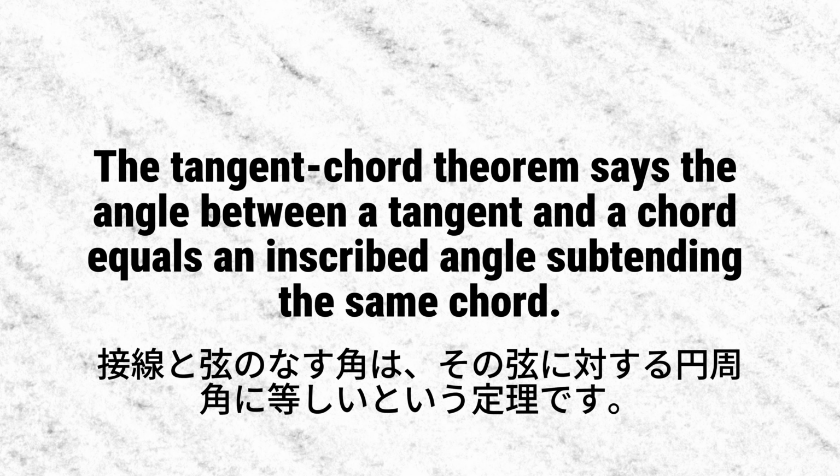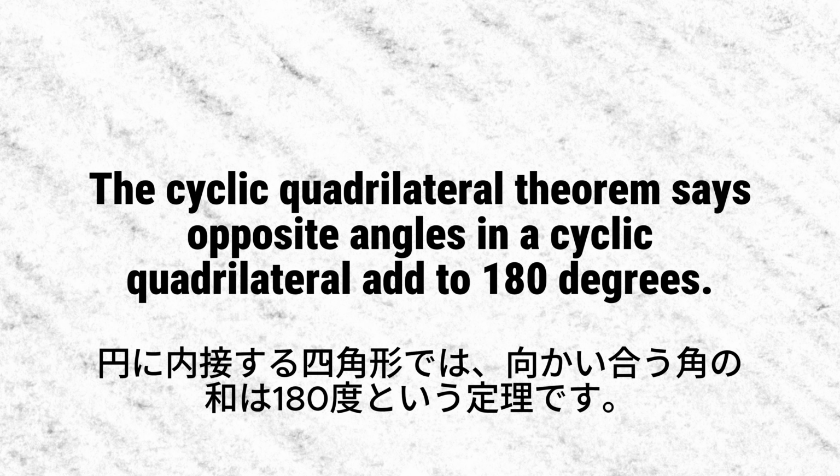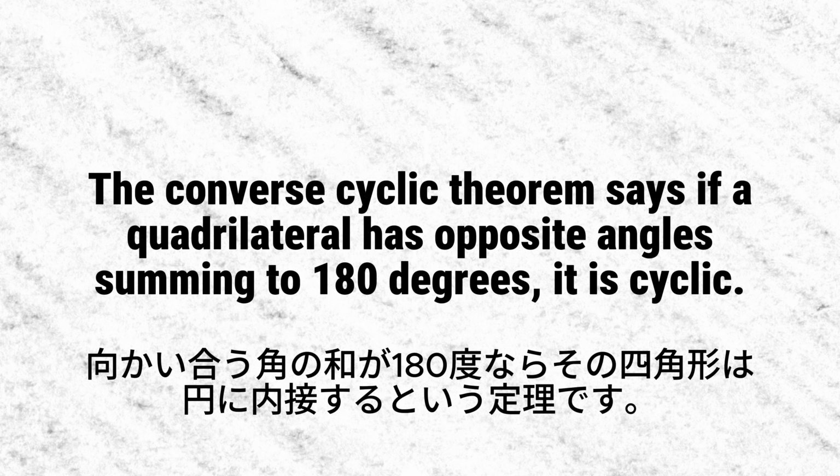The tangent chord theorem says the angle between a tangent and a chord equals an inscribed angle subtending the same chord. The cyclic quadrilateral theorem says opposite angles in a cyclic quadrilateral add to 180 degrees. The converse cyclic theorem says if a quadrilateral has opposite angles summing to 180 degrees, it is cyclic.